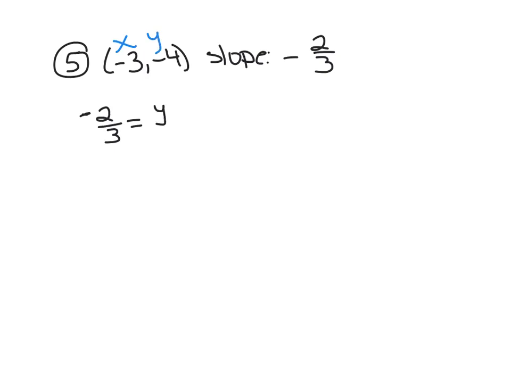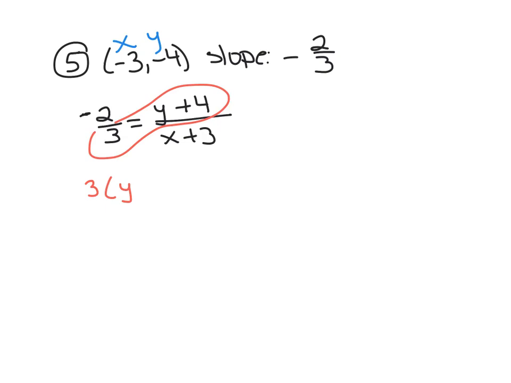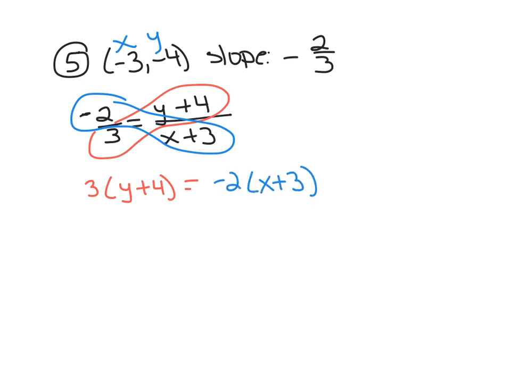Okay, it's y minus negative 4, so plus 4. X minus negative 3, so x plus 3. Okay, cross multiply, same process every time. 3 times (y plus 4) equals, watch your negative, negative 2 times (x plus 3). Okay, distribute. 3y plus 12 equals negative 2x minus 6.